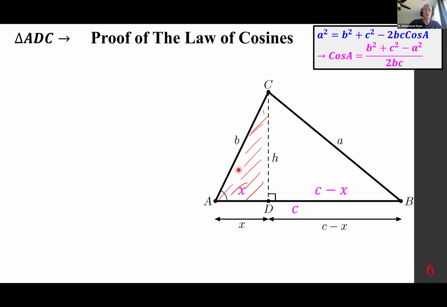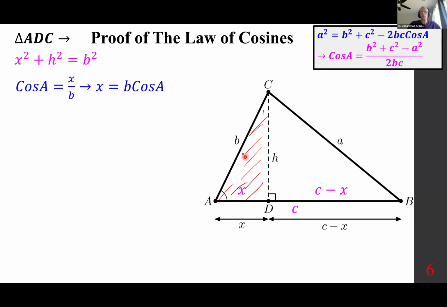So in this case, the Pythagorean theorem says this side AD, which is X squared, plus DC squared, which is H squared, equals B squared. So in this triangle, we use the Pythagorean theorem. Cosine A is the adjacent AD, or X, over the hypotenuse B. So this is from this triangle.